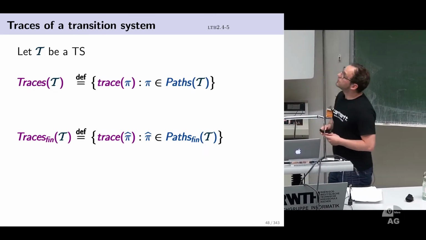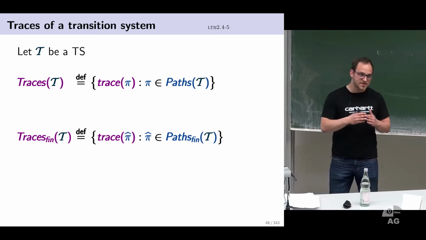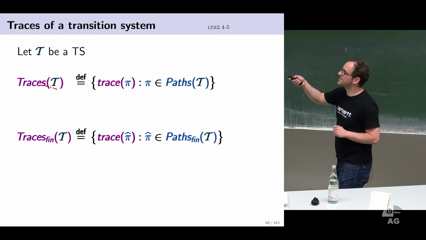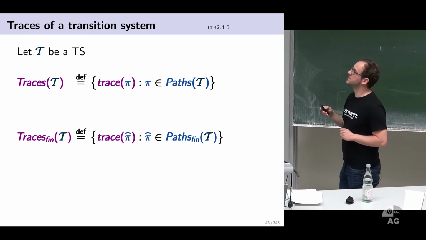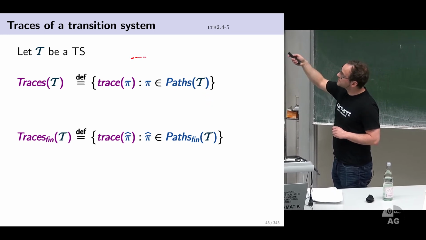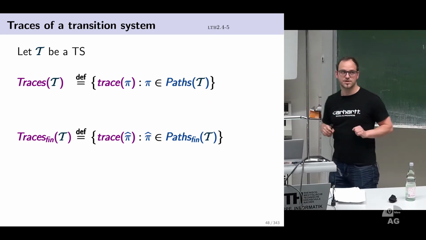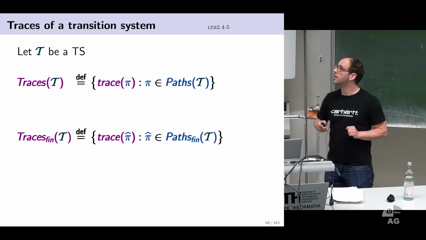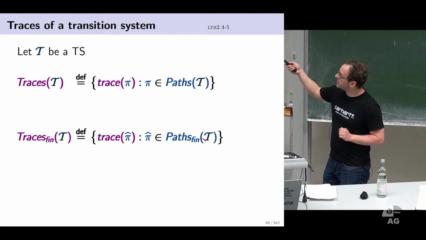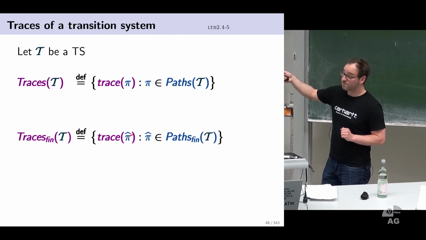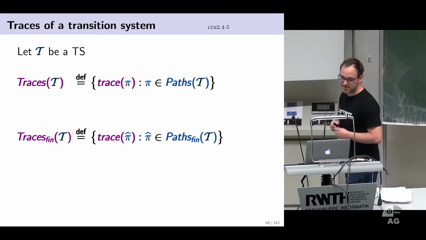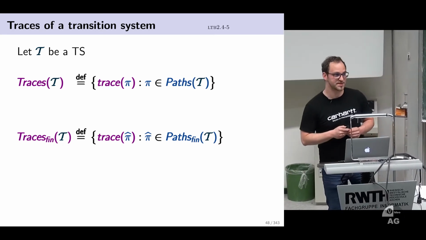Okay, just like we gathered all the paths into sets for a transition system T, we're also going to assemble all the traces of transition system T by taking all the paths that go through the transition system and projecting them onto the atomic propositions along the path. And similarly, we do the same thing for finite paths. So we take finite paths, project them onto finite traces, and gather them in the set Traces with subscript fin of the transition system T.